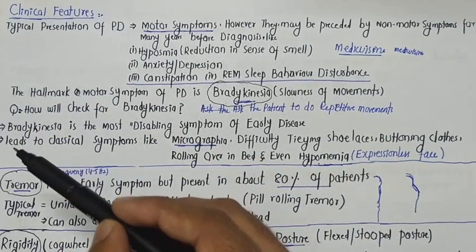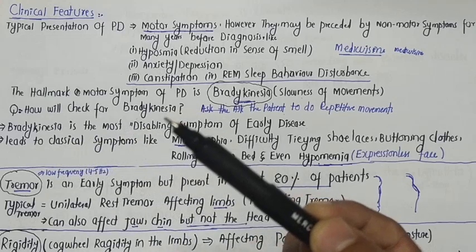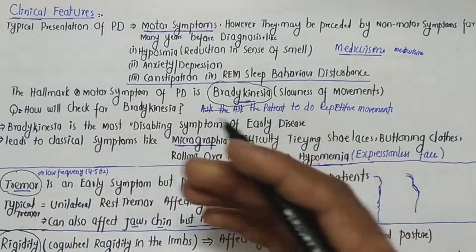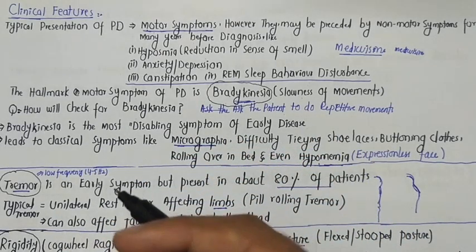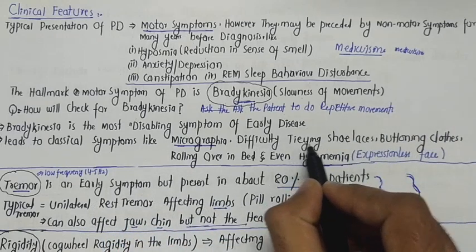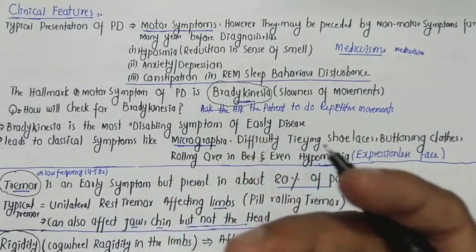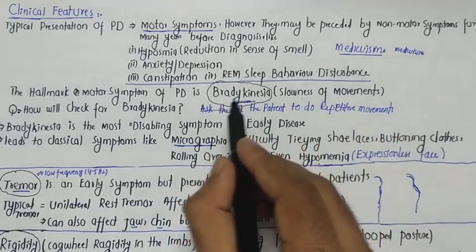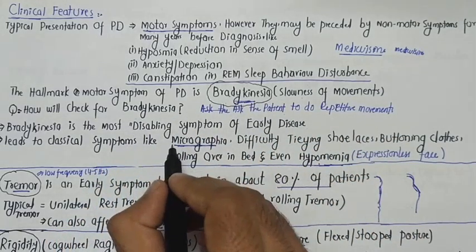Bradykinesia, which I think is the most disabling, the most fearsome, the most debilitating symptom of the early disease, because it actually affects the routine activities of the patient, like tying shoelaces, buttoning clothes, and even rolling over in bed at night becomes very difficult for the patient due to bradykinesia. Bradykinesia affects the handwriting of the patient.